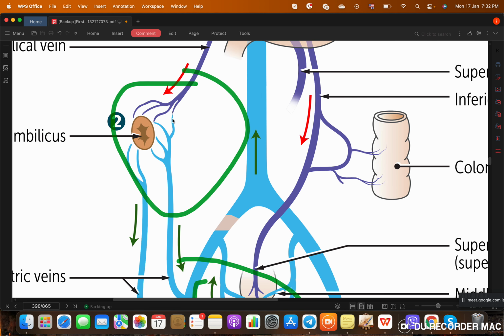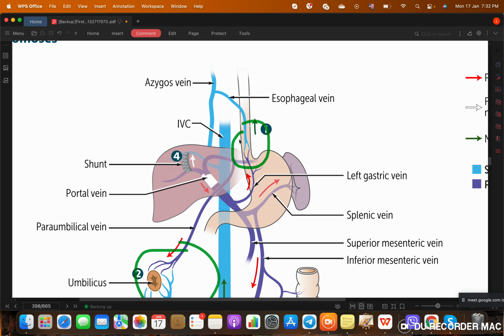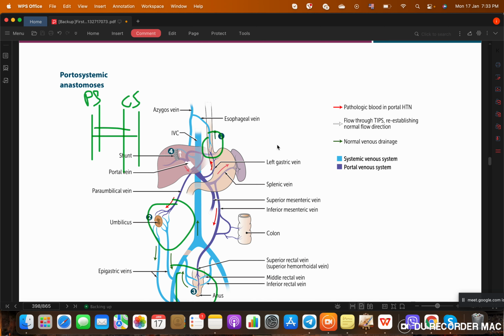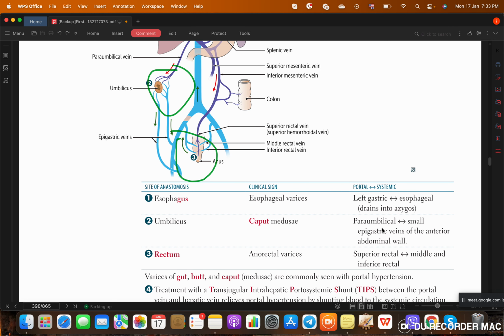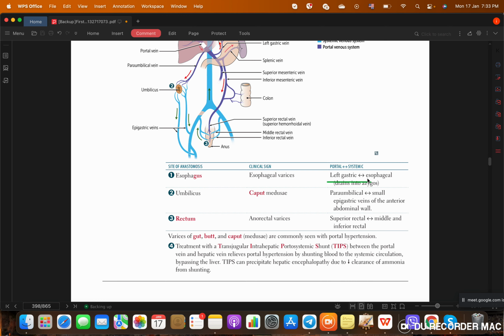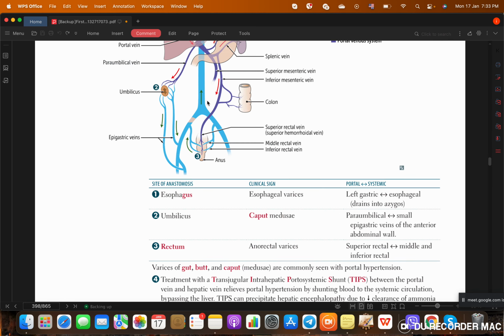So, what are these anastomoses? And between what, and which systems are they going to be? Any anastomosis means a connection between two vessels. This is the definition of anastomosis. Excellent. So, it's a connection between the caval system and the portal system. The first connection is in the esophagus. In the esophagus, we can have the connection between the left gastric vein, which comes from the celiac, and the esophageal vessel, which comes from the azygos vein. When these are together, we are going to have esophageal varices.